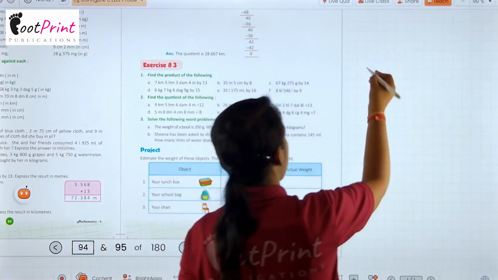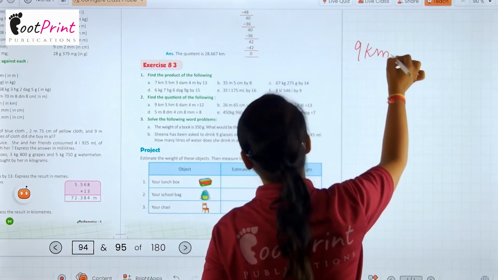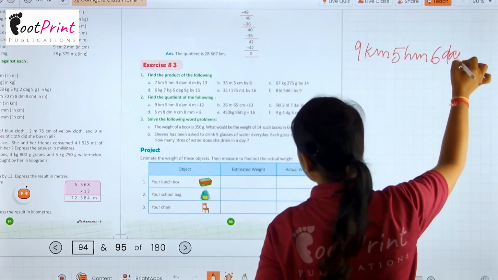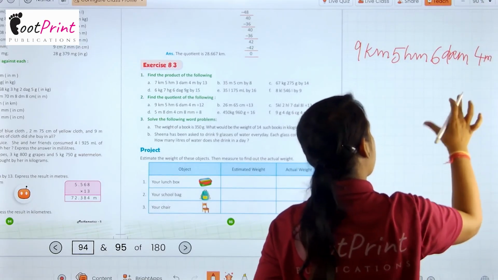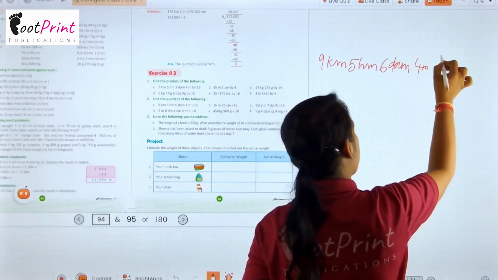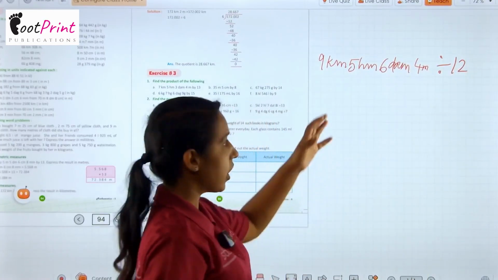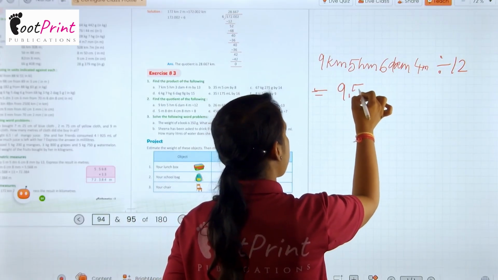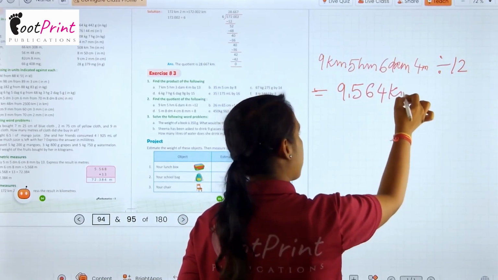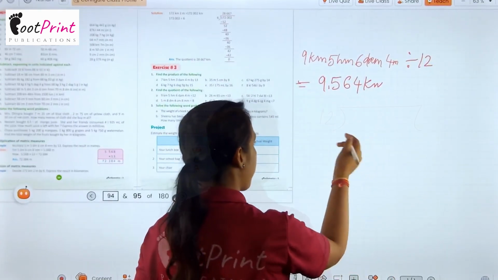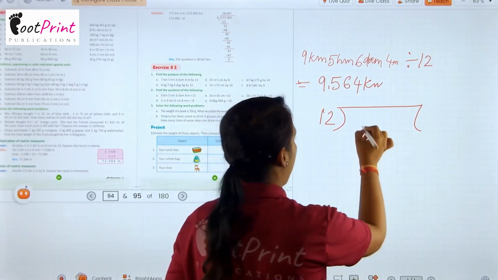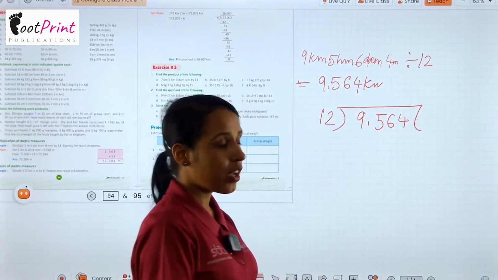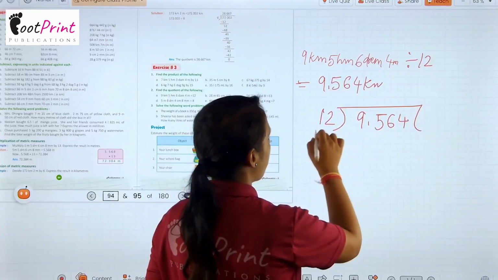And how do we divide? Here 9 kilometer, 5 hectometer, 6 decameter and 4 meter divided by 12. If we write it in decimal, what will it become? 9.564 kilometer. Now we can easily divide it by 12. So 12 becomes our divisor and our dividend is 9.564.